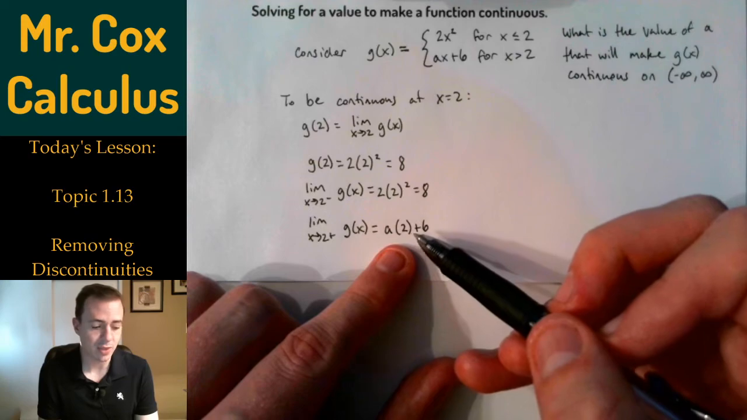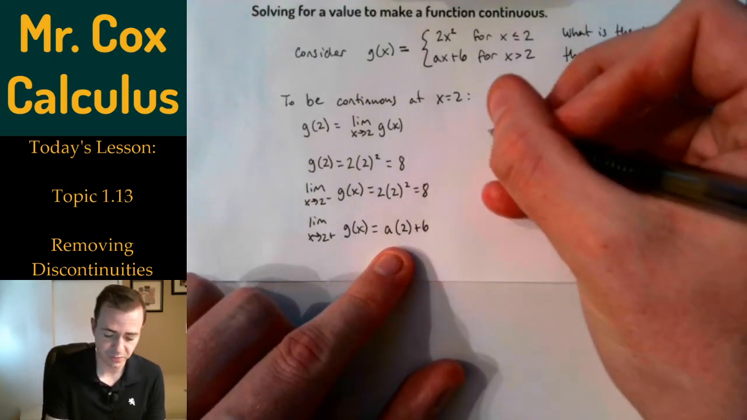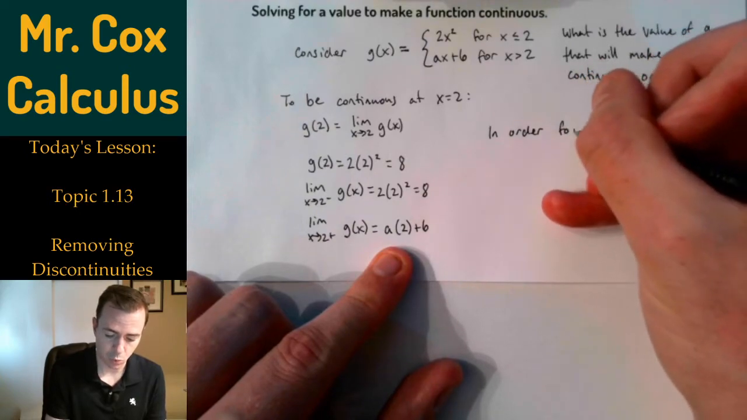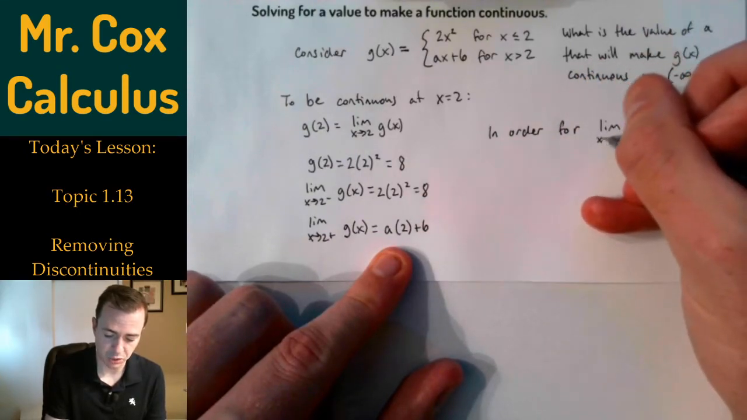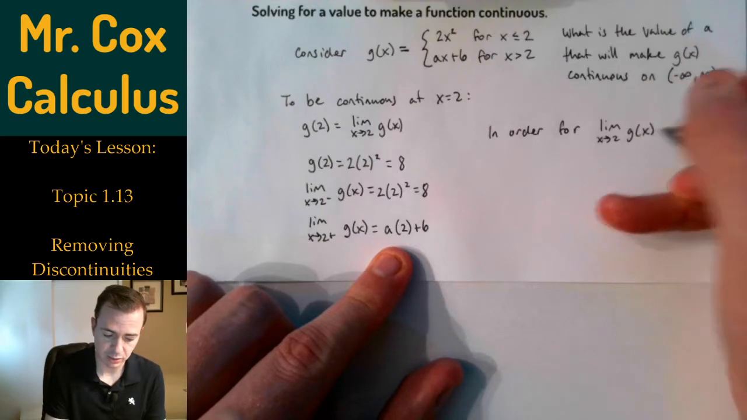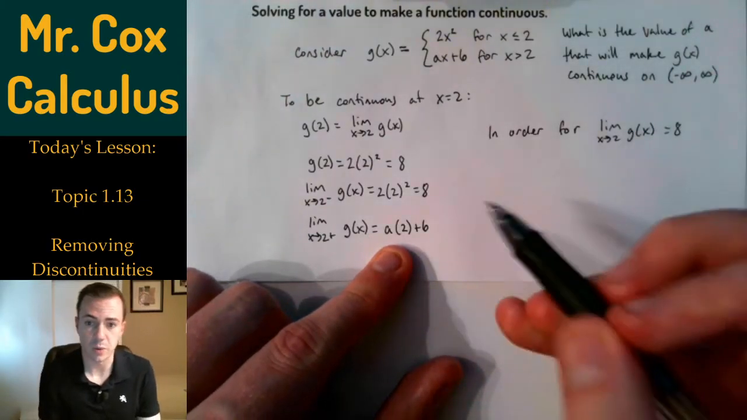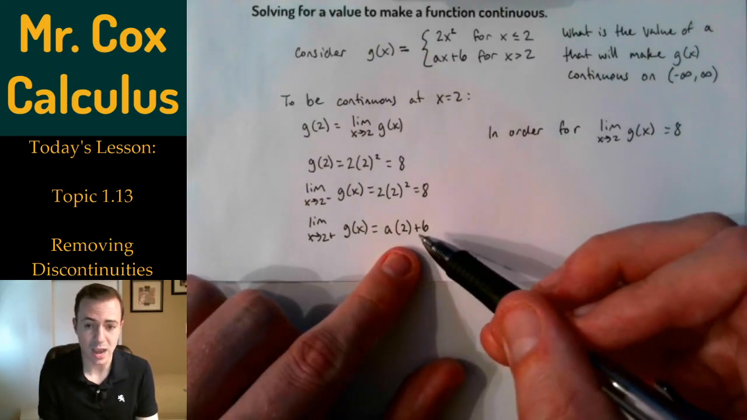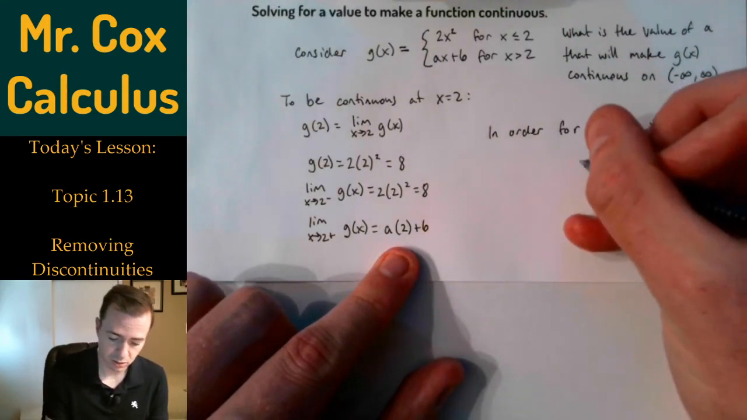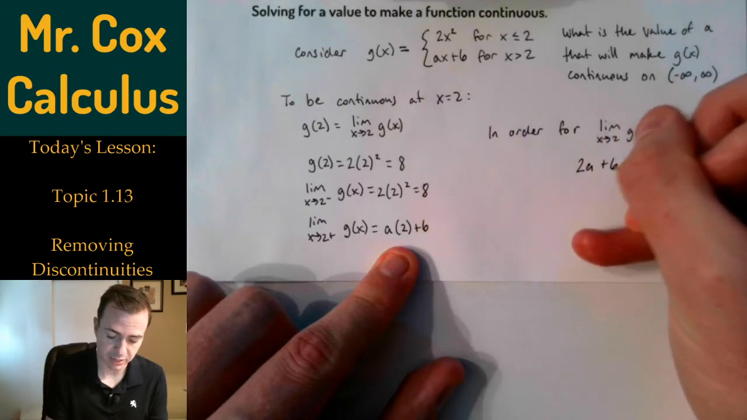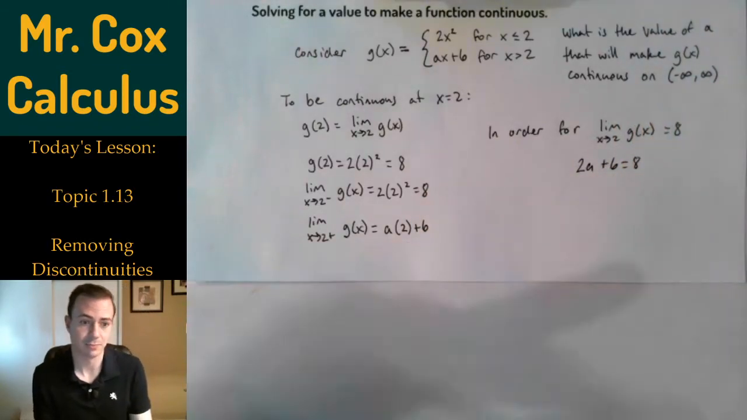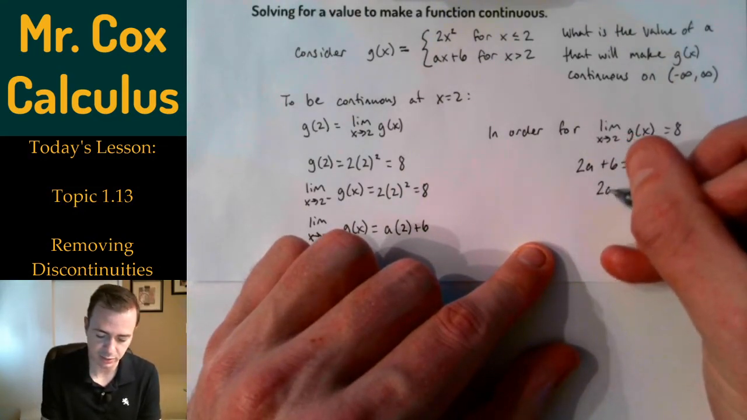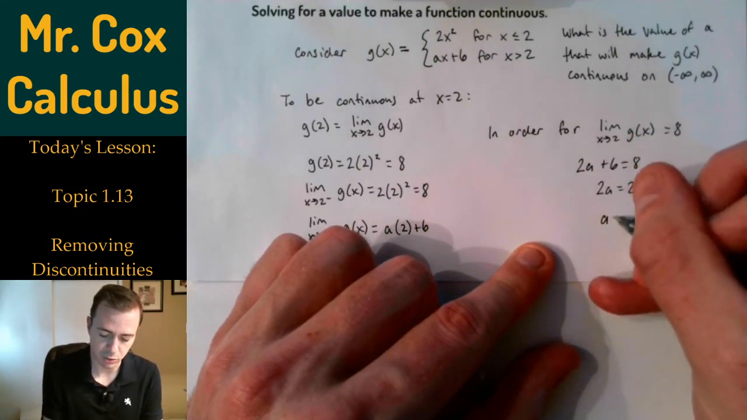The only way that this could be continuous, so in order for the limit as x approaches 2 of g of x to equal 8, which is what we want, the left-hand limit already equals 8. So that means I need this right-hand limit right here, 2a plus 6, to equal 8. And then we're back here on the first day of Algebra 1. Subtract 6, divide by 2.